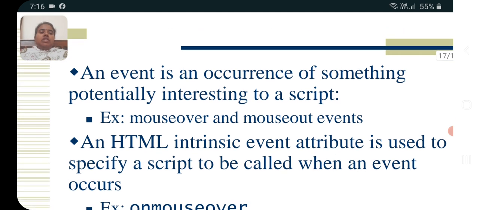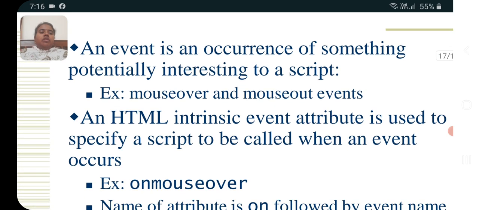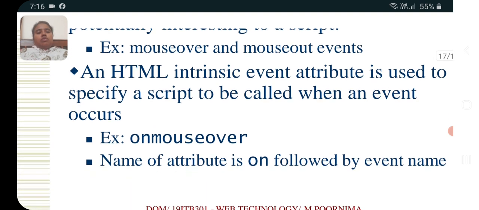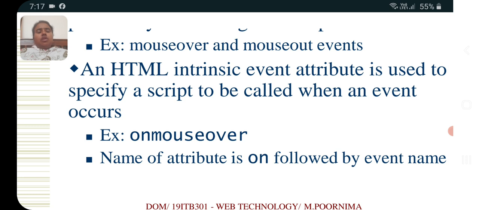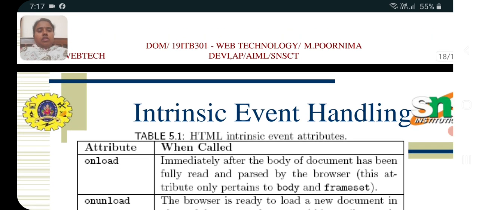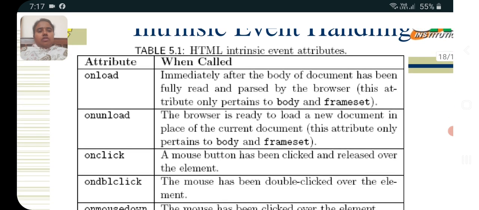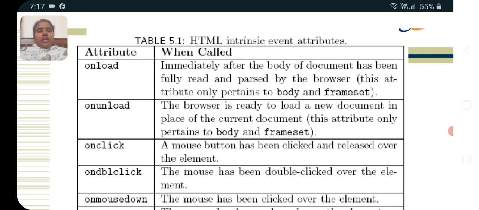An HTML intrinsic event attribute is used to specify a script to be called when an event occurs. For example, onmouseover. The name of the attribute is "on" followed by the event name. So, these are the HTML intrinsic event attributes.